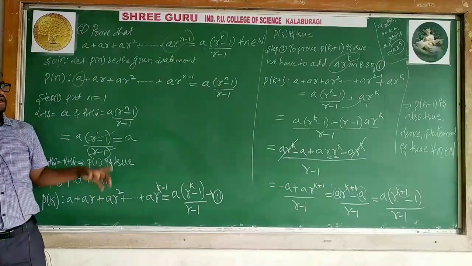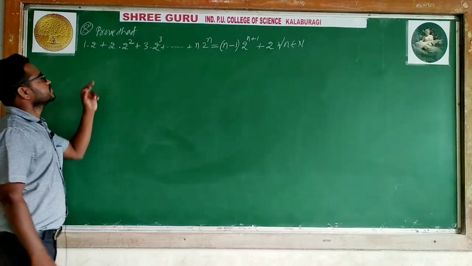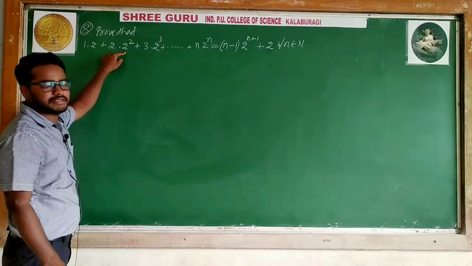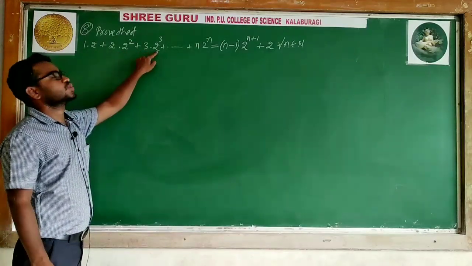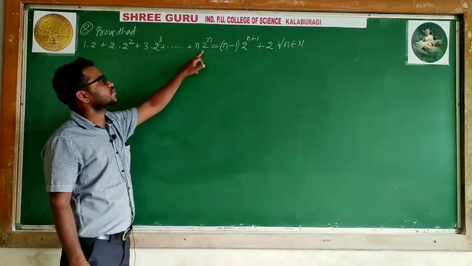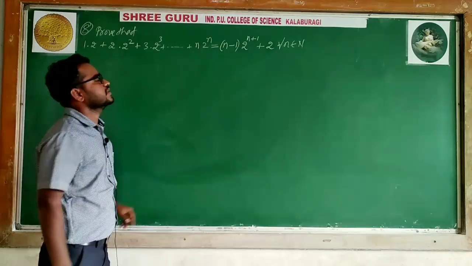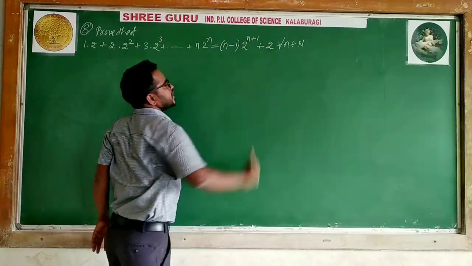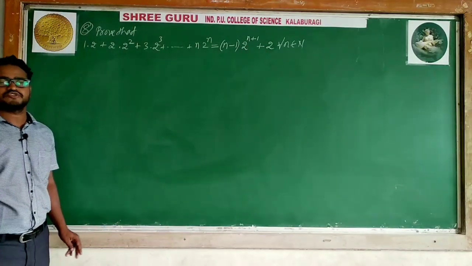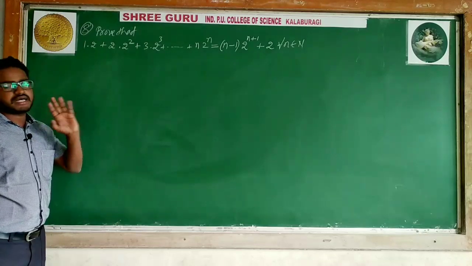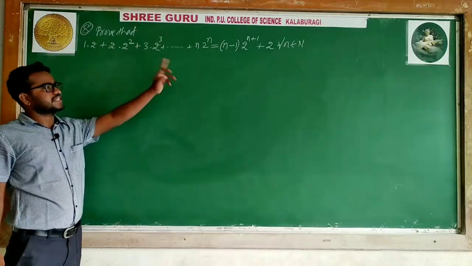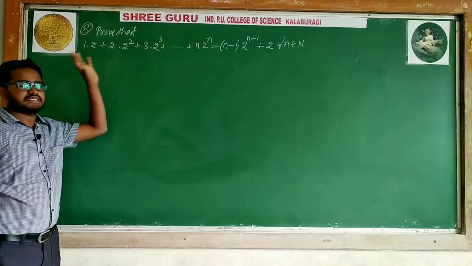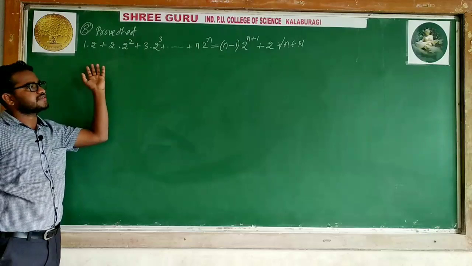Copy this, I think. Now the 8th problem: prove that 1 into 2 plus 2 into 2 square plus 3 into 2 cube, and so on, plus n into 2 to the power n, is equal to (n minus 1) into 2 to the power n plus 1, plus 2, for all n belongs to capital N. Means this given statement is true for all natural numbers, LHS as well as RHS. When RHS is given, that is the sum of the n terms of this. In this mathematical induction case, he has given LHS and RHS every time.